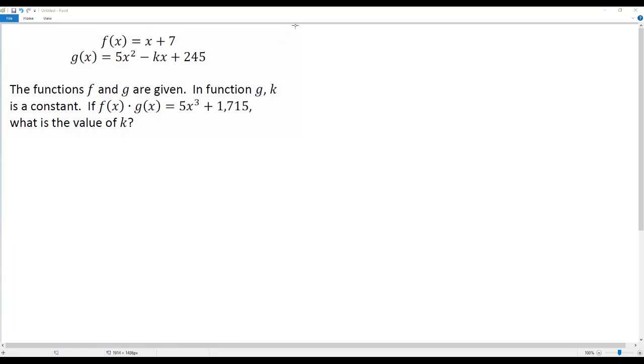Here we have an SAT math problem. Okay, let's go to the question. We have two functions f of x and g of x. In function g, k is a constant. If f of x times g of x equals 5x³ + 1715, what is the value of k?